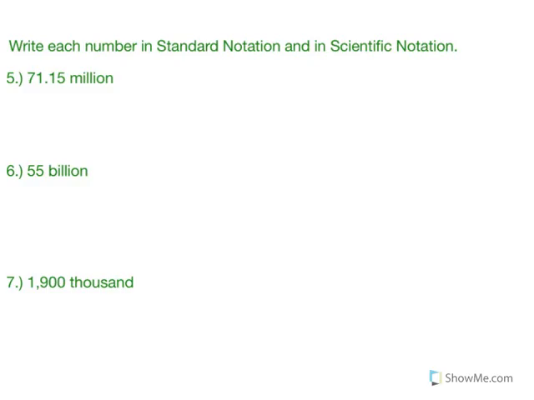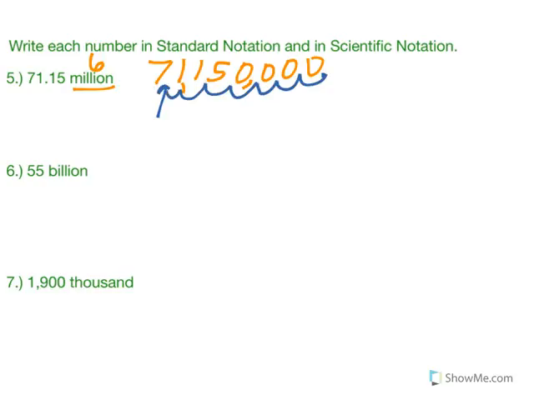Number 5. We're going to take these numbers and write them in standard notation and scientific. So when you think here in number 5, we have million. Million means 6. So that's 6 places past the decimal. So 71, then I need 6 places. 1, 2, 3, 4, 5, 6. So that right there is standard form. Now to be in scientific, we want to take our decimal and move it between the 7 and the 1. So 1, 2, 3, 4, 5, 6, 7. So this would be 7.115 times 10 to the 7th.